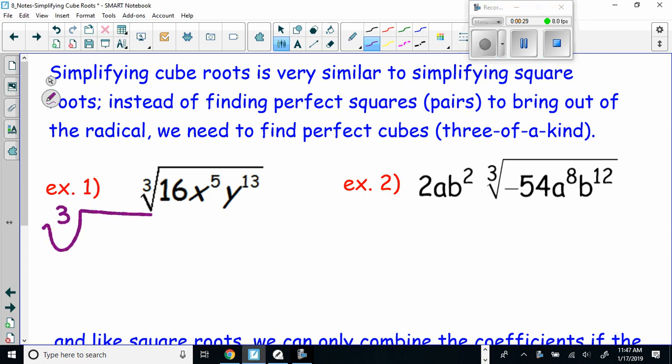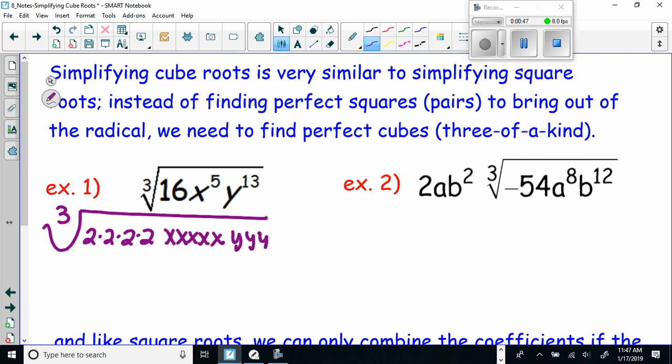So if I expand everything under the radical, 16 is 2 times 2 times 2 times 2. And then I would have 5 x's. You'll see really quickly why I don't do this usually. 1, 2, 3, 4, 5. And we have 13 y's. So I'm going to do 1, 2, 3, 4, 5, 6, 7, 8, 9, 10, 11, 12, 13. So you've already discovered why this is not the preferred method.